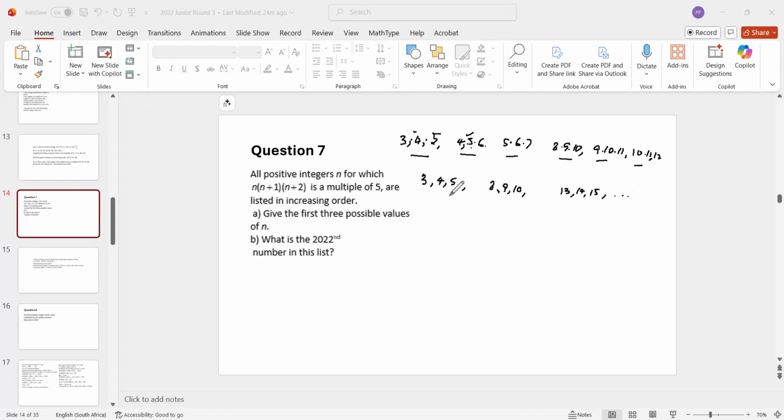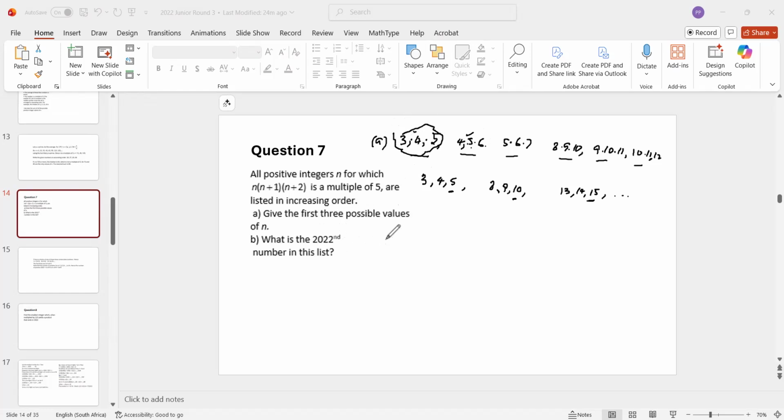Okay, so you can see what's happening here is that the third number is 5, the sixth number is 10, the ninth number is 15, and you got 2022, and the first three possible values of n are this. So this is the answer to A. But they want to know what is the 2022nd number in the list.